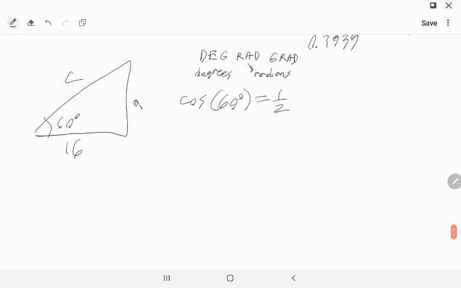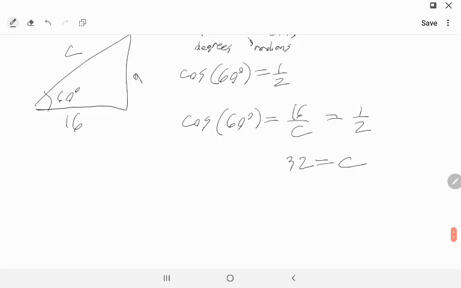So cosine of 60 degrees is 1/2, but from our knowledge of the ratio, cosine of 60 should also be equal to 16 divided by c, the adjacent divided by the hypotenuse. And so we know 16 divided by c equals 1/2. And so we know 32 equals c. And now we can find out a.